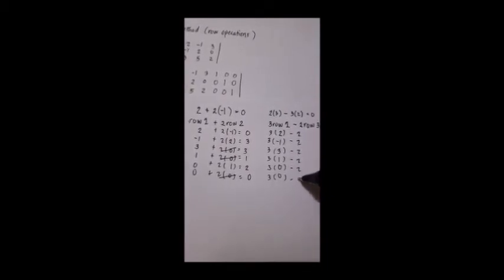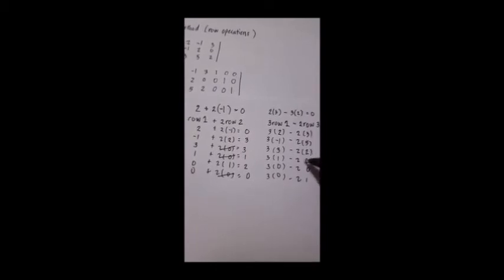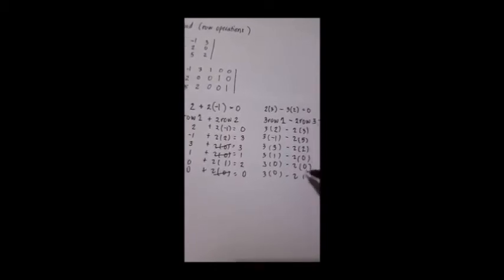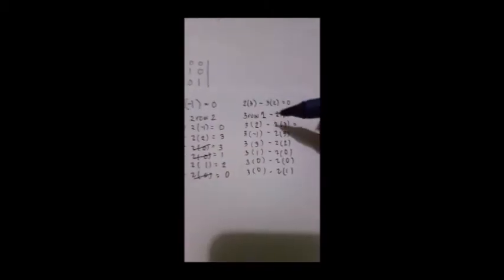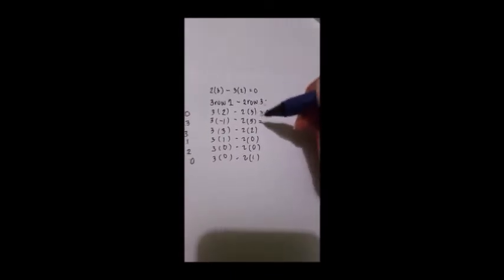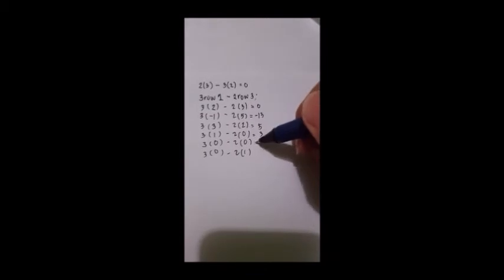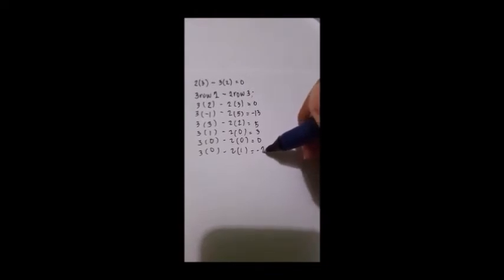So, 2 times all the members of row 3. We have 3, 5, 2, 0, 0, and 1. Okay, so 6 minus 6 is 0. This is negative 3 minus 10 is negative 13. We have 5. Now we have 3. This one is 0. And this is negative 2. Ayan. So, yan yung magiging bagong members ng row 3.